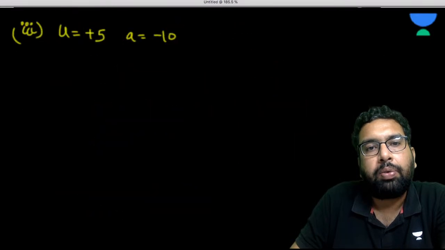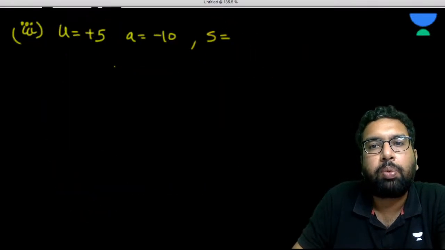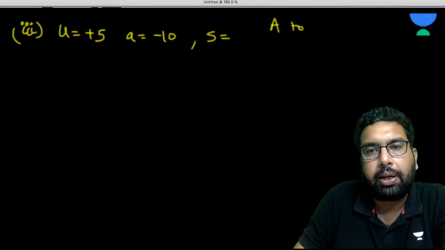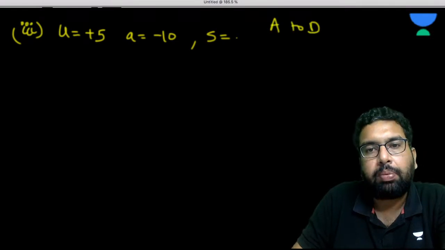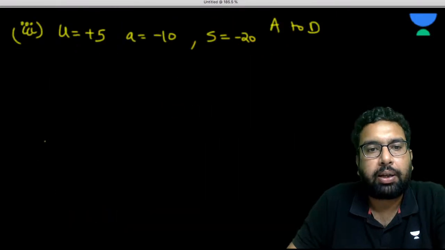So we have to find the speed. So we have a, we have u. Do we have the displacement? Yes, sir, we do have the displacement also. So I am now considering the motion between A to D. So what is going to be the displacement? It is going to be minus 20. It is going to be minus 20. Is that clear? But please answer me.